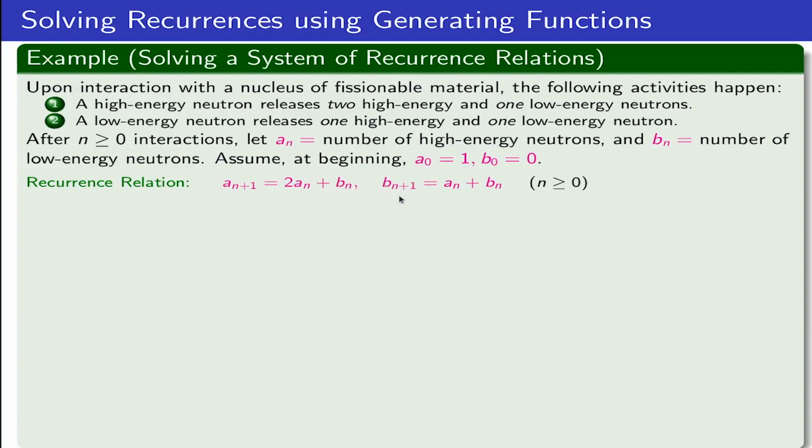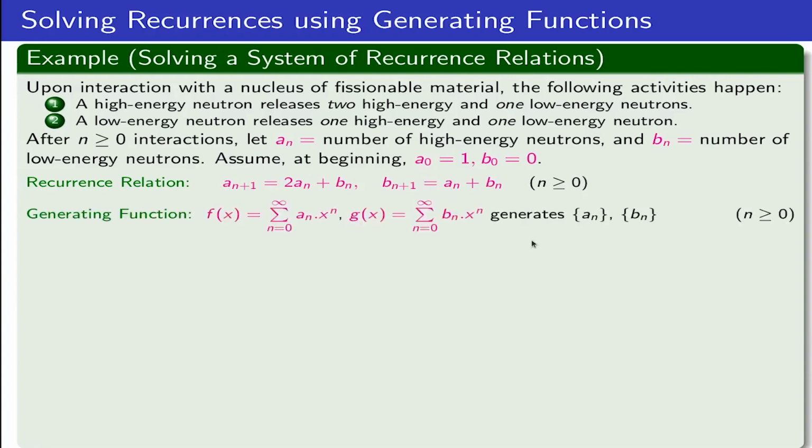Similarly, the number of low energy neutrons at the n plus 1th step will be: every high energy neutron releases 1 low energy and every low energy neutron releases 1 low energy. So it will be An plus Bn. See here the type of recurrence. It's a system of recurrence relations where each recurrence relation is dependent not only on the previous term of its own, but also on a previous value of the other recurrence. We have to solve these simultaneously, right? Let us see how we do that.